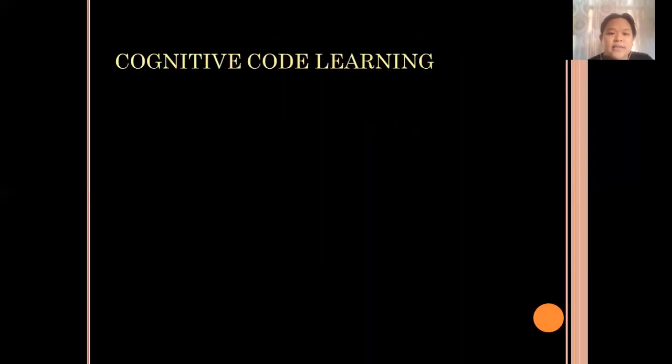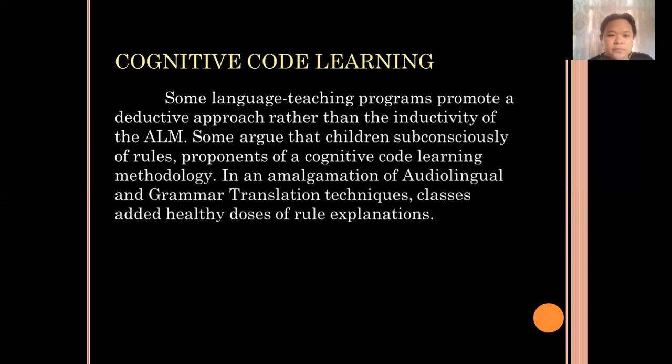Okay, the next is cognitive code learning. Some language teaching programs promote a deductive approach rather than the inductive approach of the ALM. Some argue that children subconsciously acquire rules. Proponents of cognitive code learning methodology advocate an amalgamation of audiolingual and grammar translation techniques, with classes handling the task of rule explanation.